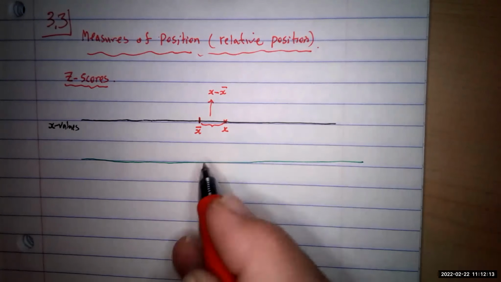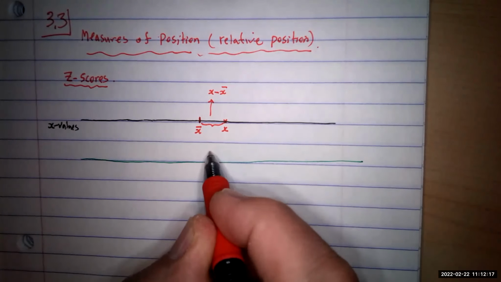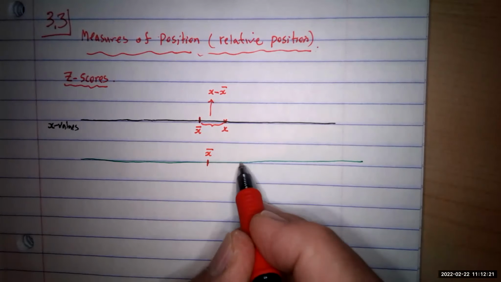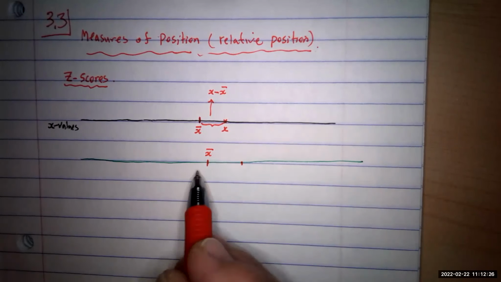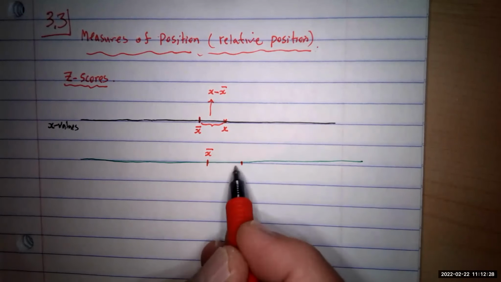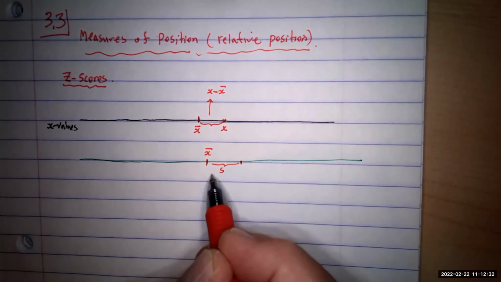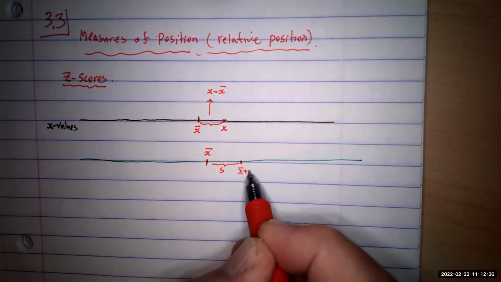So by the Chebyshev theorem, this is the way you did it. That was again X bar. Chebyshev theorem will tell you that you better use the standard deviation as a measurement. So this is going to be one standard deviation. This is going to be S. So this is going to be X bar plus 1S.